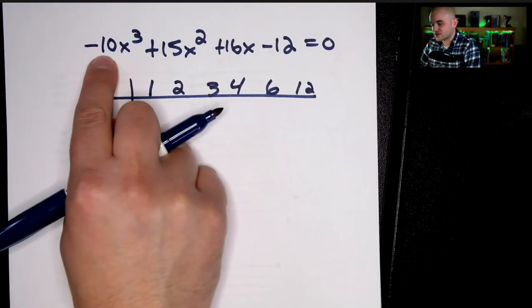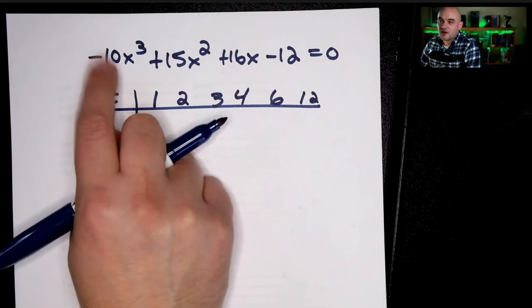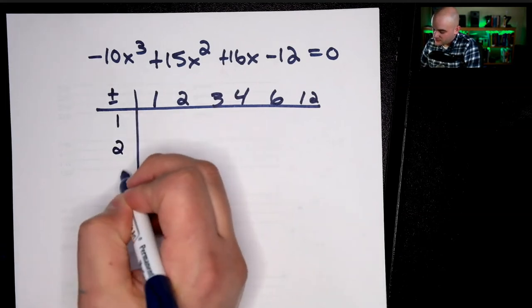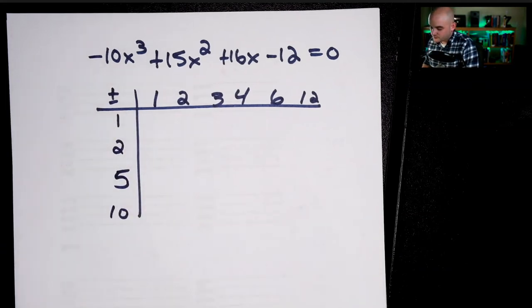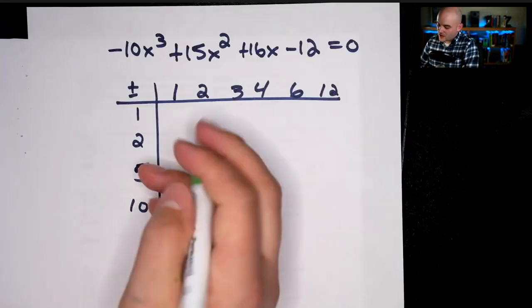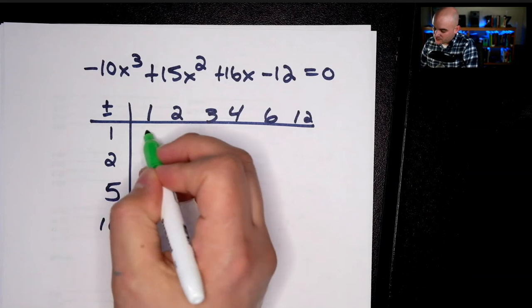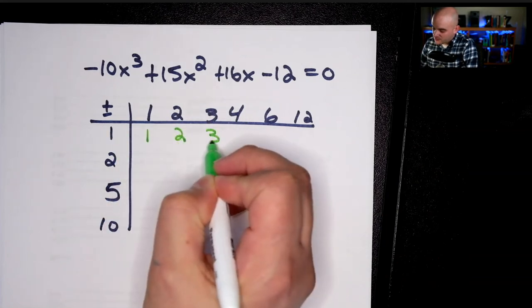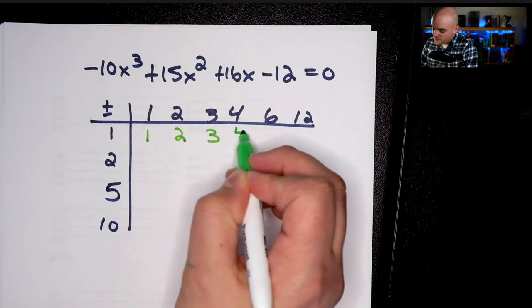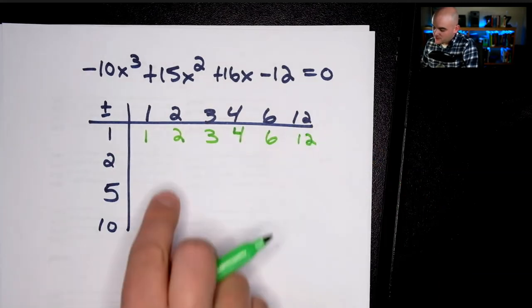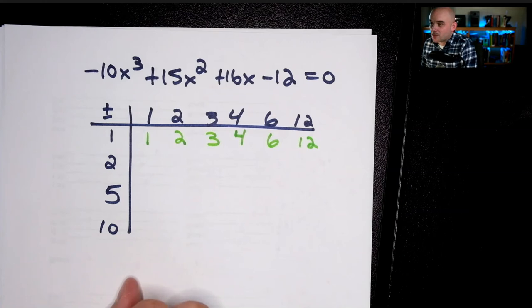Then the possible rational roots: the factors of negative 10. So I've got 1 and 10 and 2 and 5. Now maybe you can kind of see how setting up a chart like this might help you. So I've got 1 divided by 1, which is 1, 2 divided by 1, which is 2, 3 divided by 1, which is 3, 4 divided by 1, which is 4, 6 divided by 1, 6, and 12 divided by 1 is 12. That's pretty straightforward. It's exactly what's on top there.